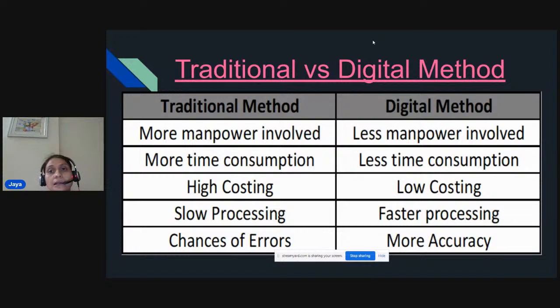Whereas on the other hand, in the digital method, less manpower is involved, the time consumption is very less, the costing is very low, the processing is faster, and it has more and more accuracy. So this is the actual difference between these two methods when we are applying them in a business module.